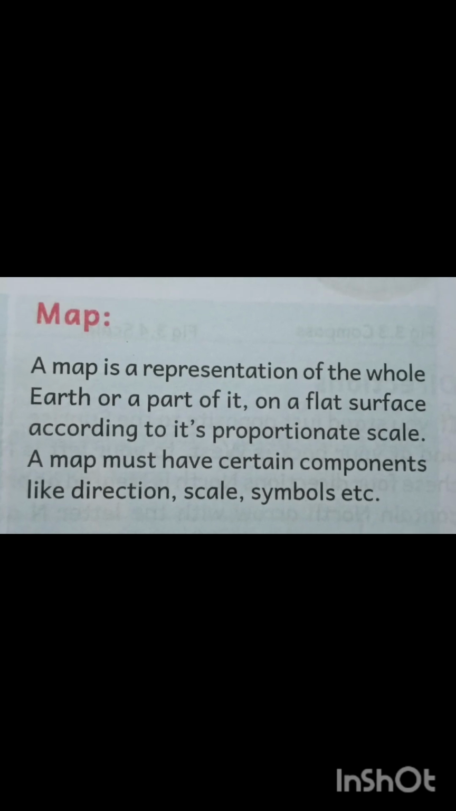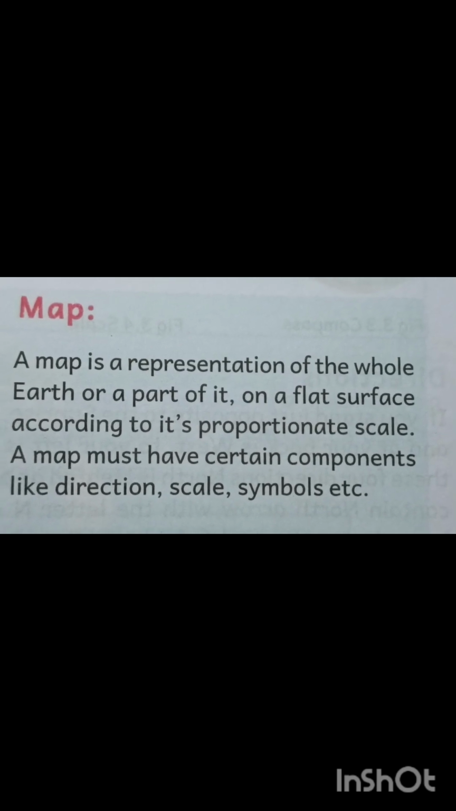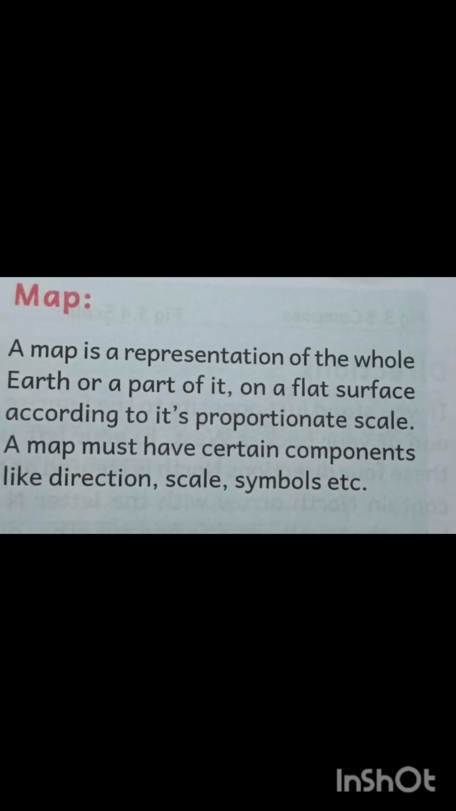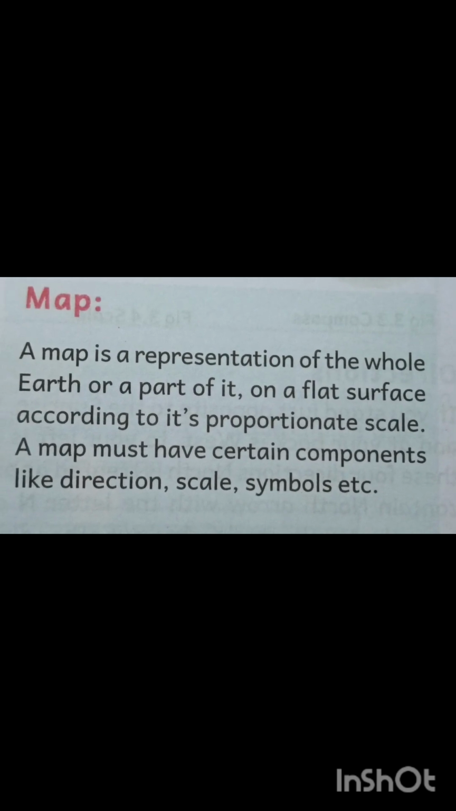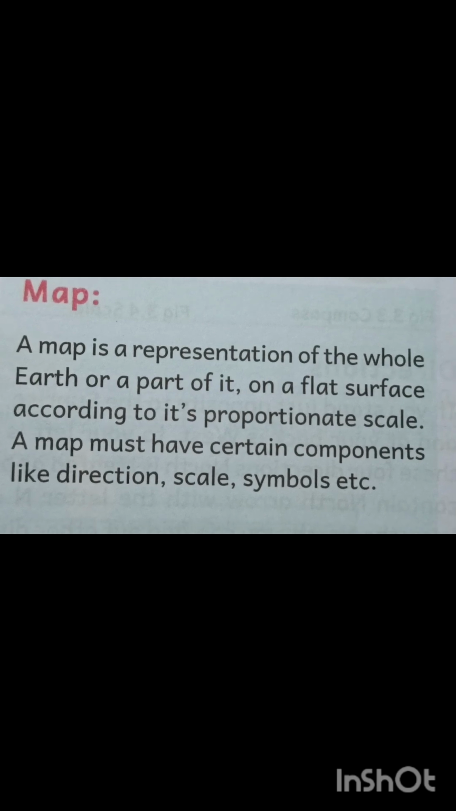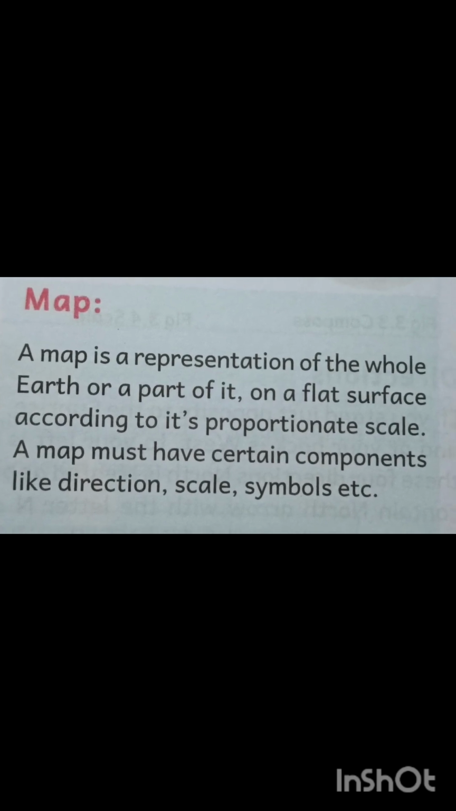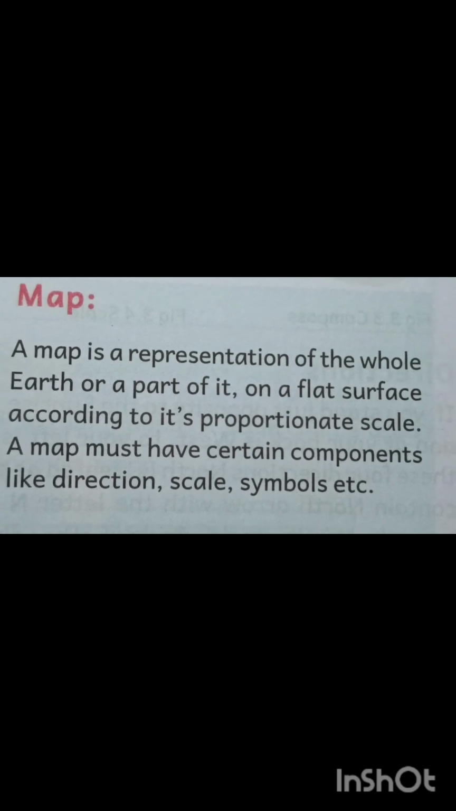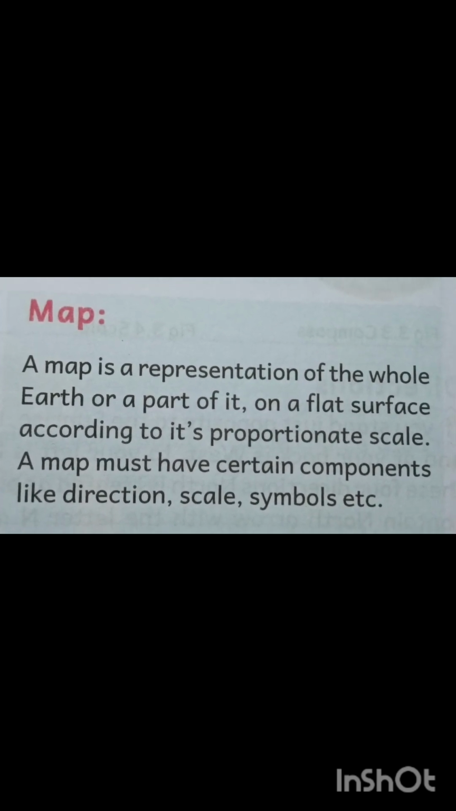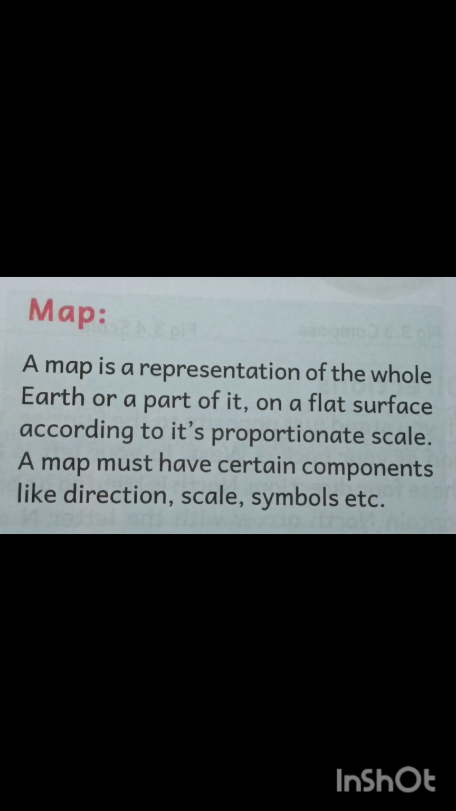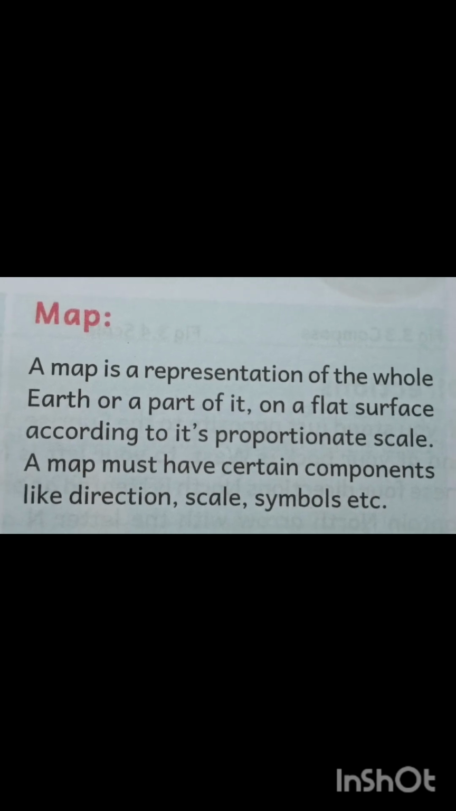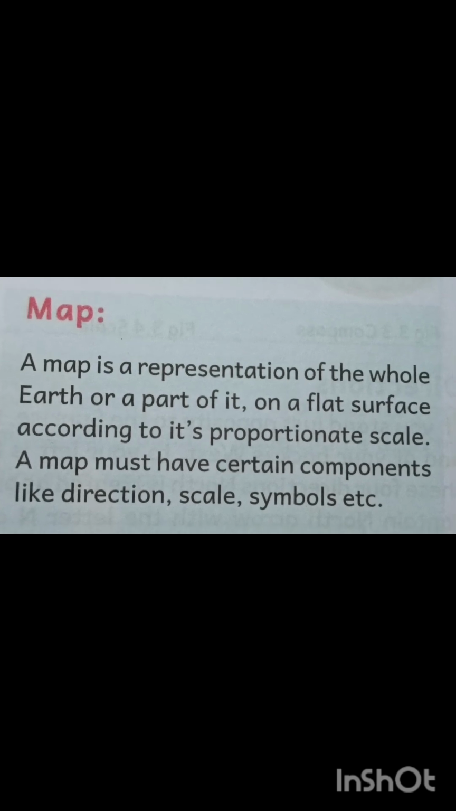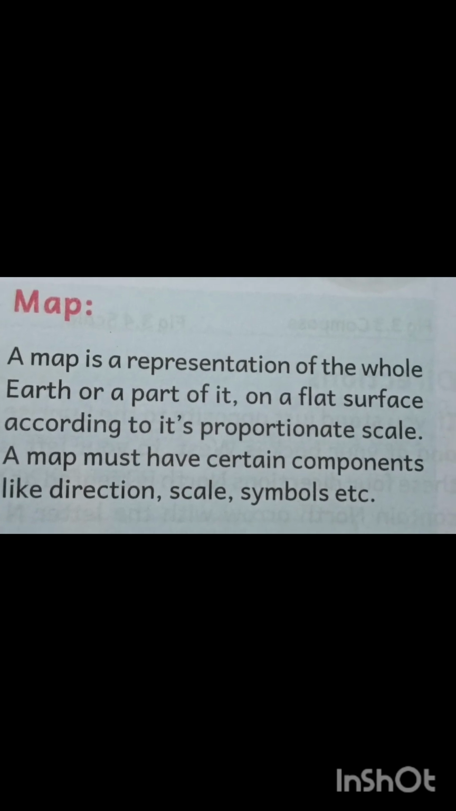Now we are going to know about what is called a map. If you see, the definition is given here. A map is a representation of the whole earth or a part of it on a flat surface according to its proportionate scale. A map must have certain components like directions, scale, symbols, colors, etc.